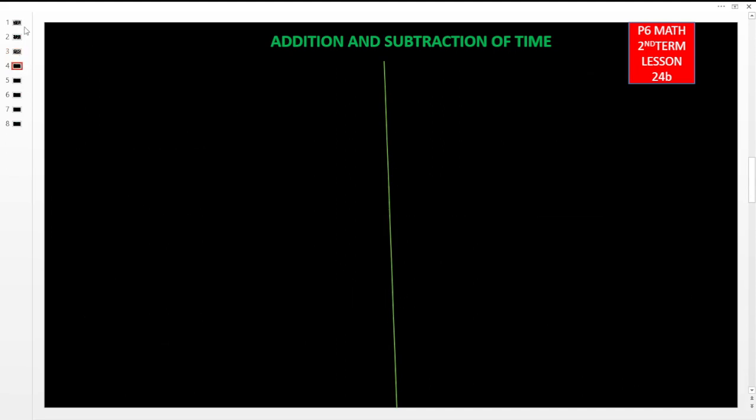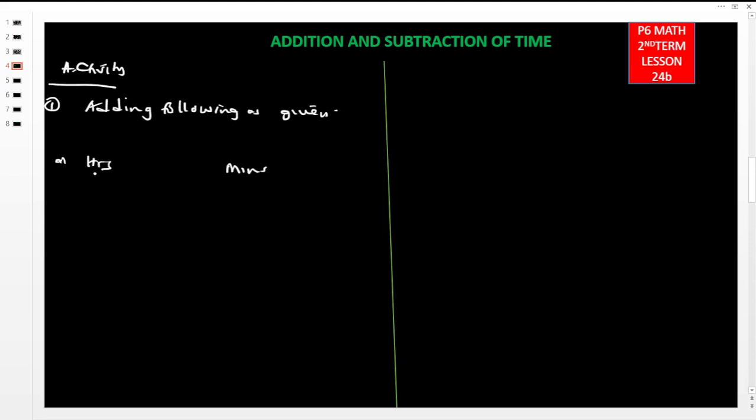Let us take the activity here. Okay, so we are going in for the activity. Then number 1, it's going to be adding the following. So add the following as being given. So part A, we have hours and minutes. Here we have 4 and 10, we have 3 and 50. So this is the first one, that is addition of time.